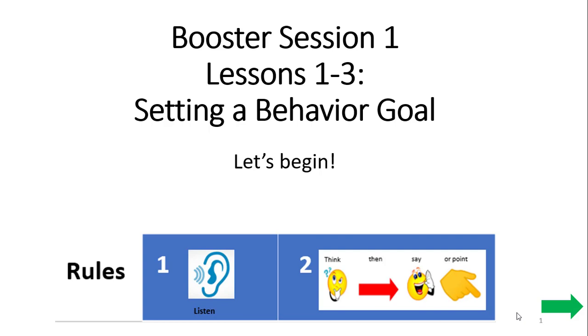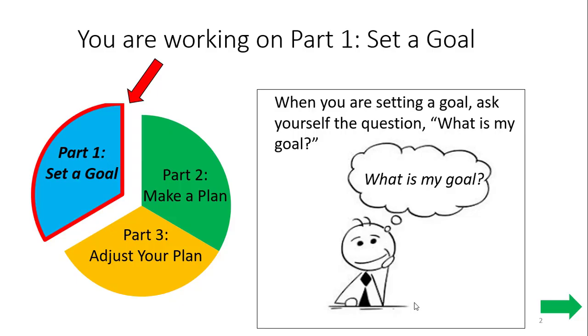This is all about setting a behavior goal, and the same rules are going to apply to this booster session as all of your other lessons. Remember to be listening and looking at the screen. Remember to think and then say or point at your answers on the screen as well. So far, you've been working on part 1, set a goal.